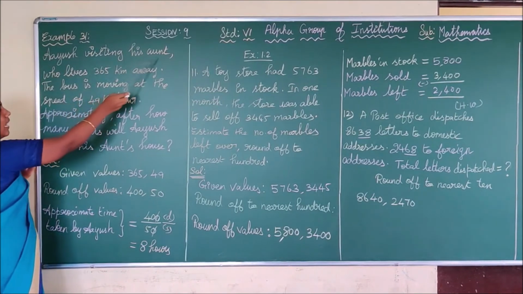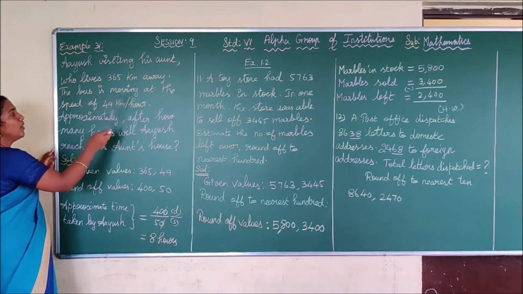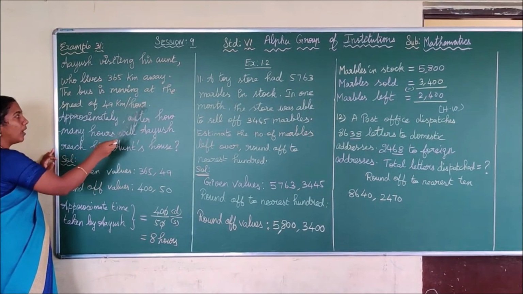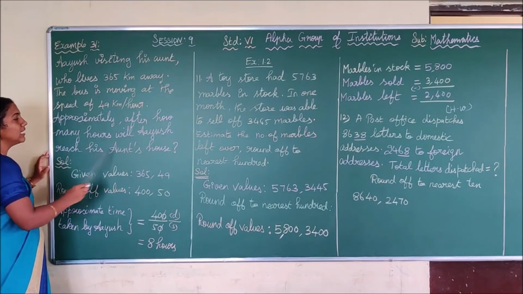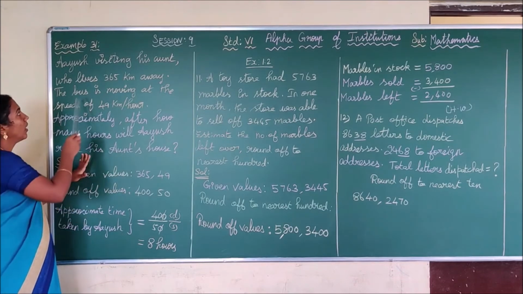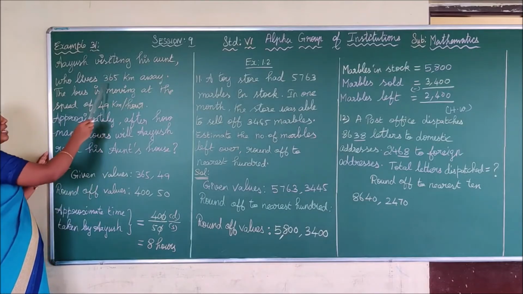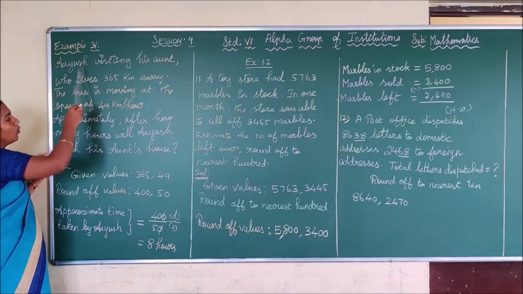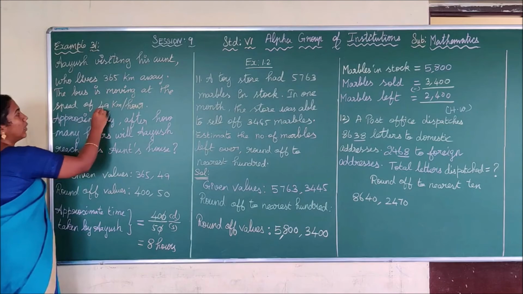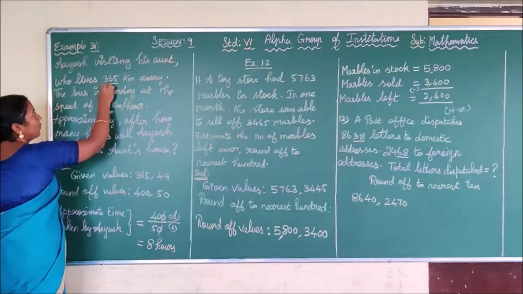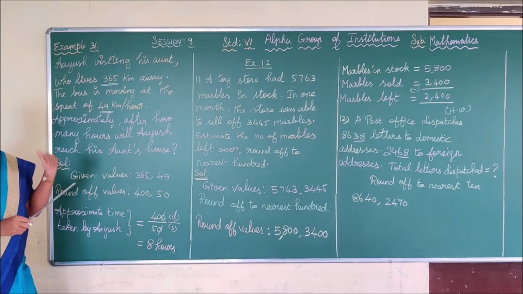Ayush visiting his aunt who lives 365 km away. The bus is moving at the speed of 49 km per hour. Approximately after how many hours will Ayush reach his aunt's house? That is in the question. Ayush is the boy who is going to visit his auntie. Auntie's house is at the distance of 365 km. Ayush going to his aunt by bus. Okay, the speed of the bus is 49 km and the distance is 365 km. Now we have to find that within how many hours the Ayush will reach his aunt's house.